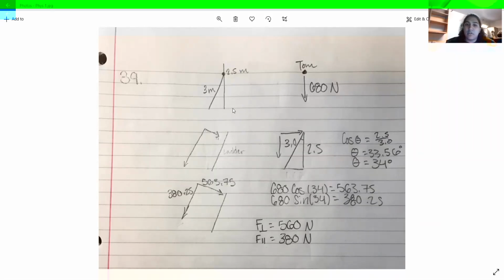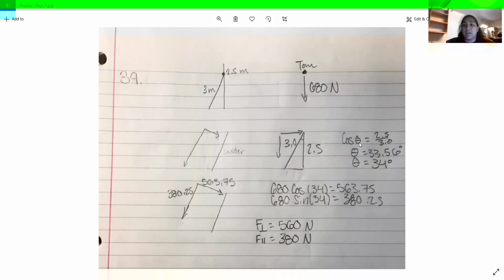So as my first drawing, we have here the 3-meter ladder leaning against the vertical wall, contacting it 2.5 meters above the ground. We have Tom's weight vector, which is 680 newtons straight downward due to gravity. And then we have the two components the problem is asking us to find, the vector parallel to the ladder and the vector perpendicular to the ladder. And then we have those same vectors here with the 3-meter ladder leaning against a 2.5 meter wall.